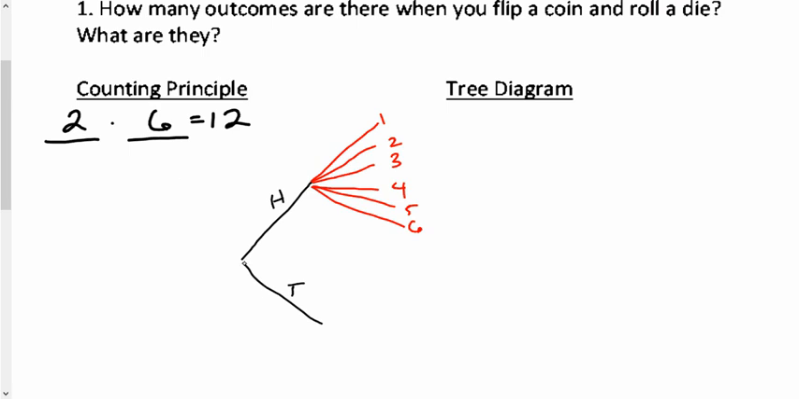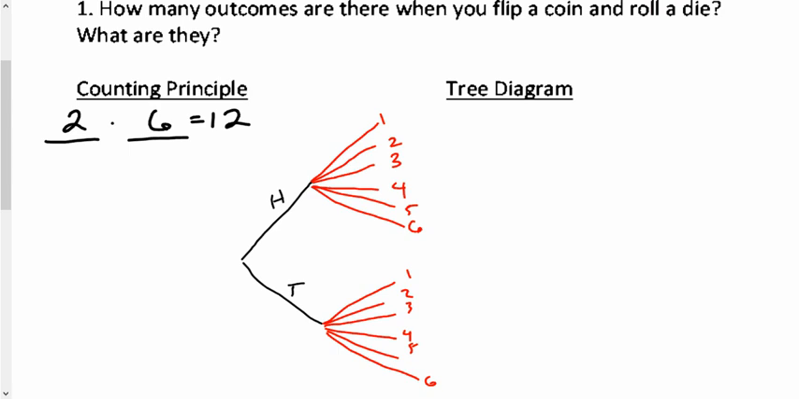Now, when I flip a coin and it comes up tails, guess what? I'm going to get those same possible outcomes here, because when you roll the die, you're only going to get 6 possible outcomes. The numbers 1, 2, 3, 4, 5, or 6.